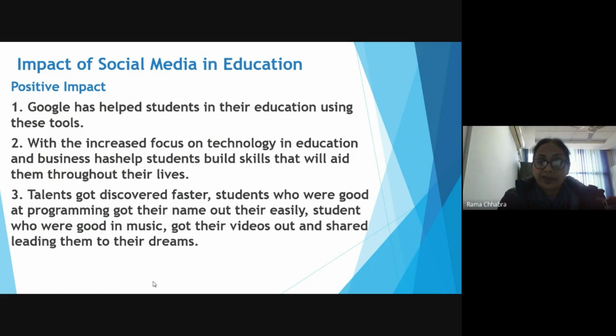Talents got discovered faster. Students who were good at programming got their name out there easily. Students who were good in music got their videos out and shared, leading them to their dreams. Being able to get instant feedback from their friends and family on their creative outlets helps students refine and develop their artistic abilities, and can provide much needed confidence, or help them decide what career path they may want to pursue.